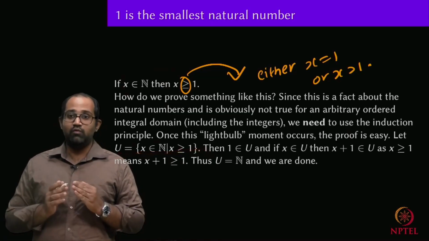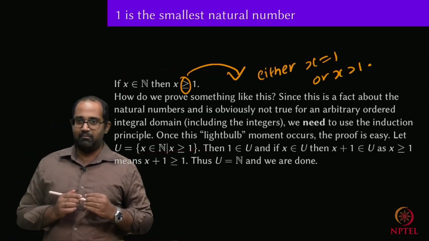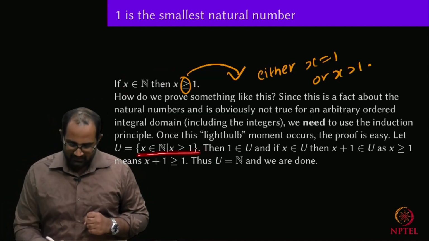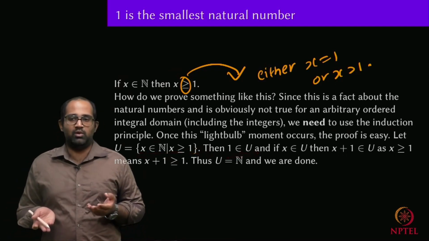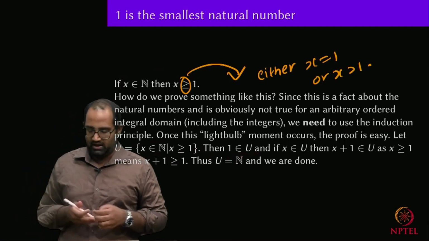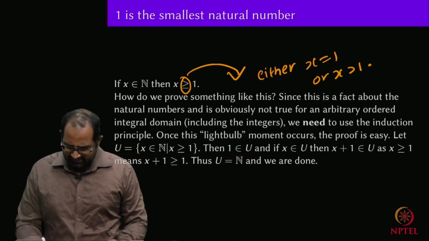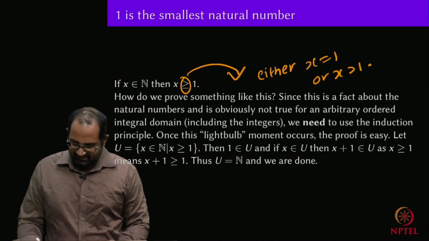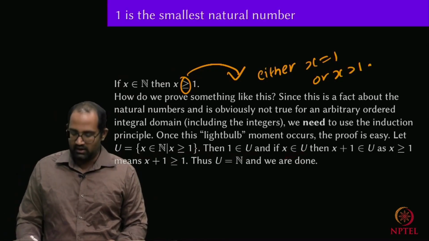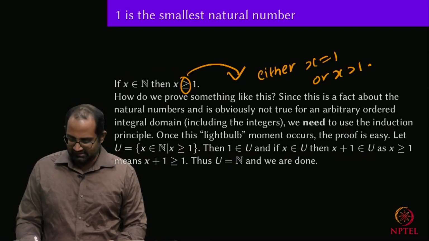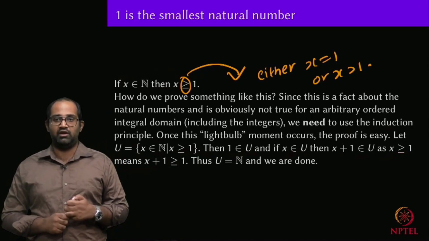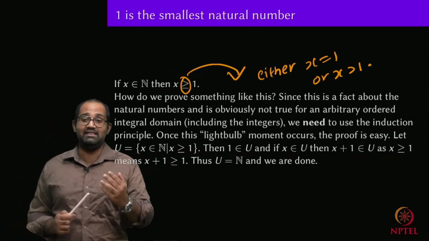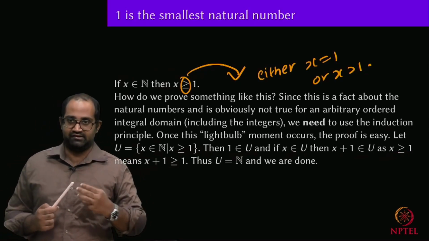Consider the set U, which consists of those natural numbers that are greater than or equal to 1. Clearly 1 is there in U. Why? Because 1 is equal to 1, therefore 1 is greater than or equal to 1. And if x is in U, that means x is greater than or equal to 1. Then x plus 1 is also in U, as x greater than or equal to 1 means x plus 1 is also greater than or equal to 1.